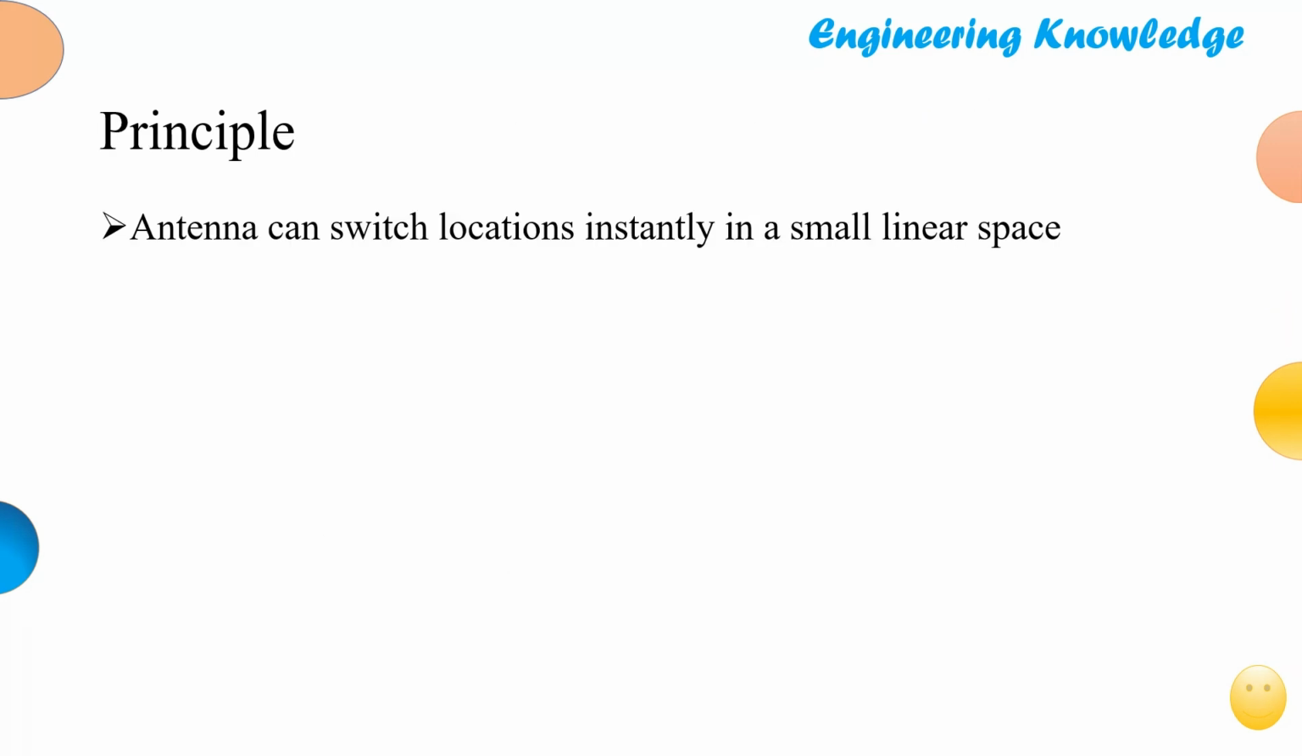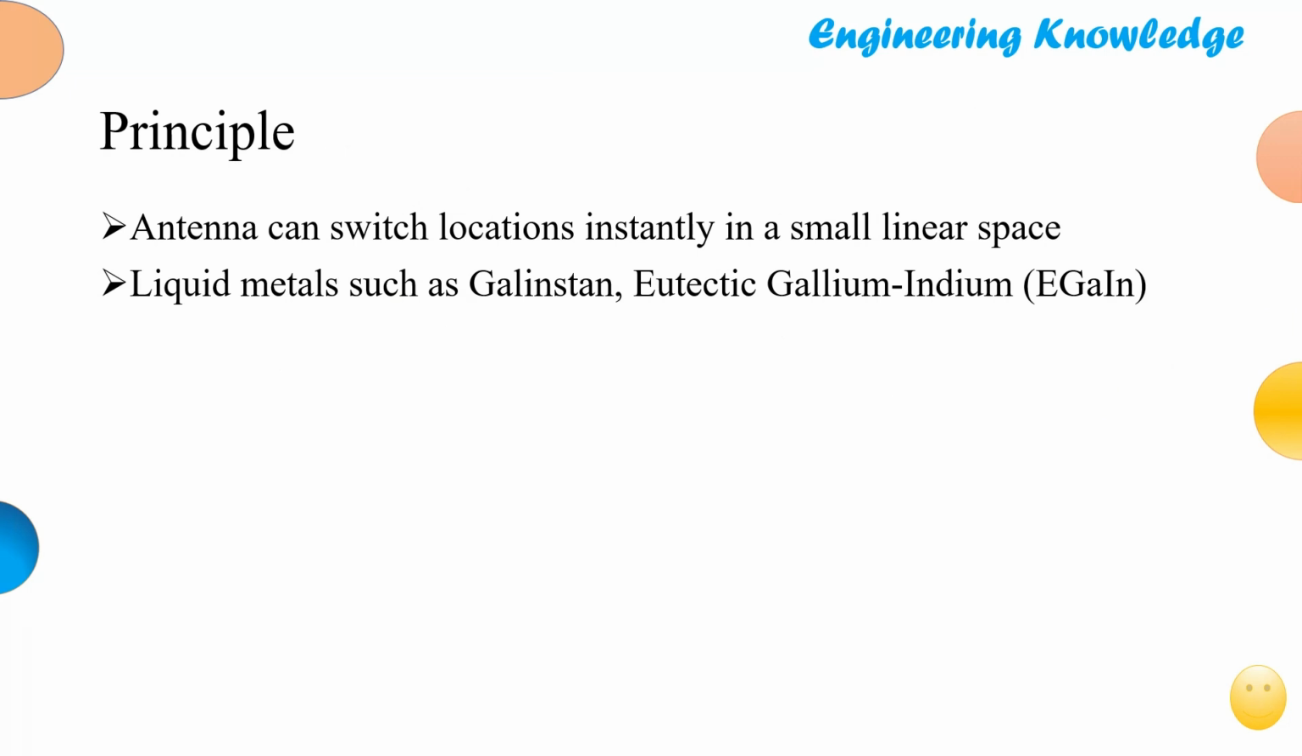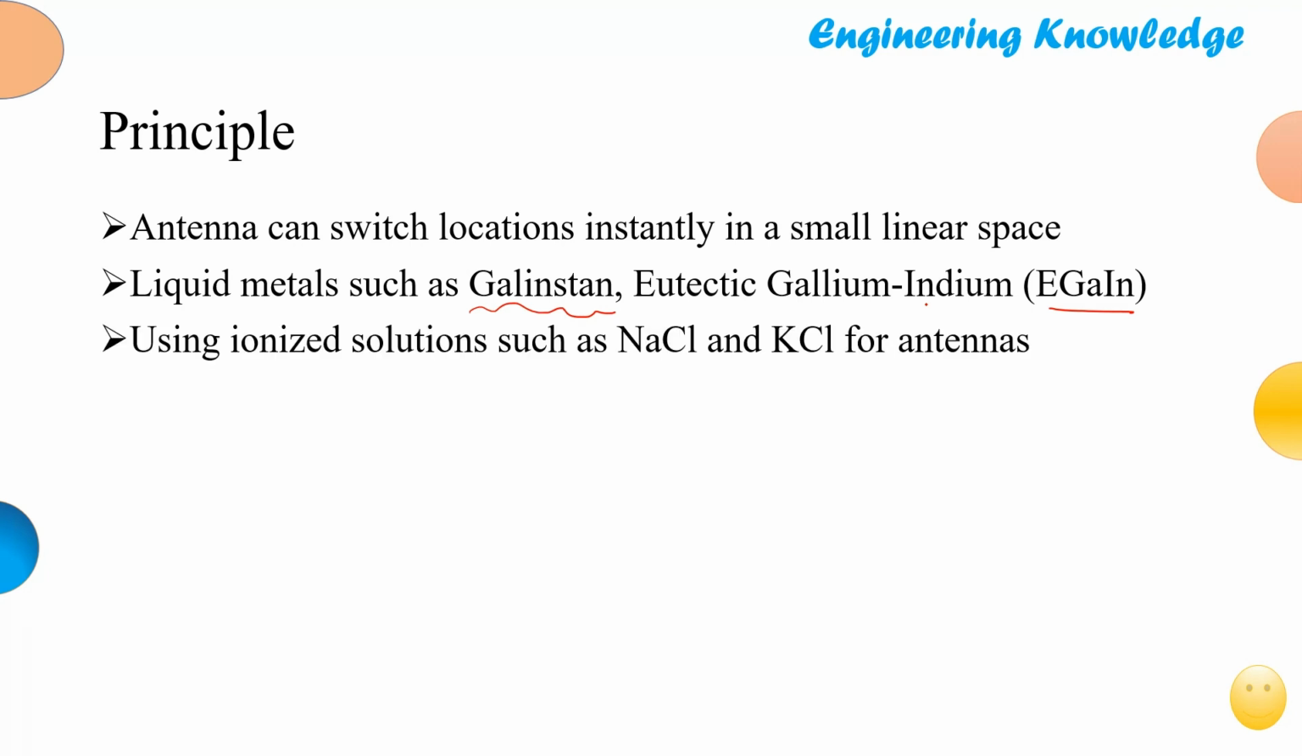The basic principle is that the antenna can switch location instantly in a small linear space. I will show it in a diagram also. How can this be done? Fluid antenna system means there is going to be a fluid. Some metallic components like gallium or gallium indium are used as fluids in which the antenna is immersed. We can also use some salts like NaCl and KCl, and ionized solutions also can be used. So these are basically the fluid parts of it.